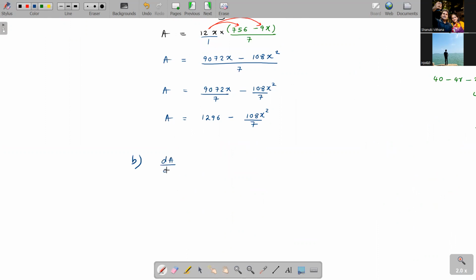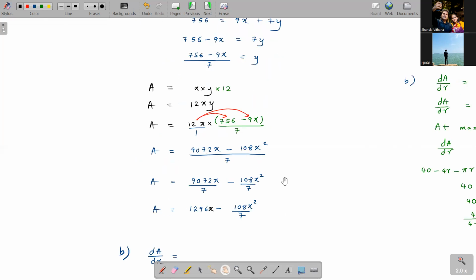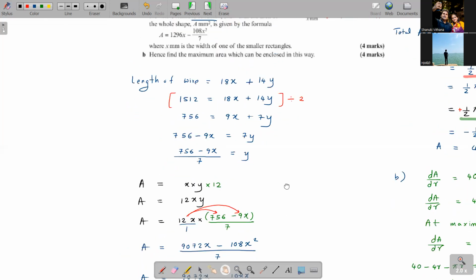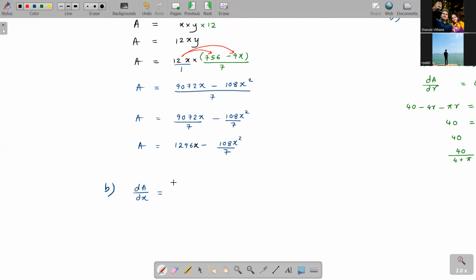dA by dx. 1296 is alone without any x term. Sorry, there is an x term here, right? I have missed it out. 1296x here, isn't it? Do you see that the expression has a 1296x, right? Yes. So I get here 1296x. When I differentiate, I get 1296. The x differentiation is 1, minus 108 over 7. When you differentiate x squared, what do you get? Differentiation of x squared is 2x. Do you agree?